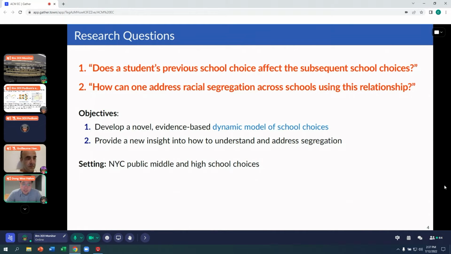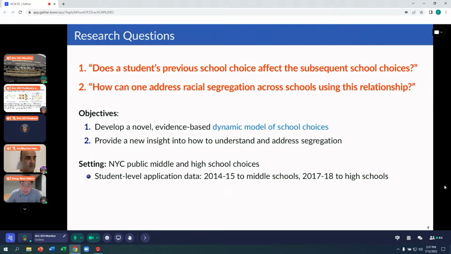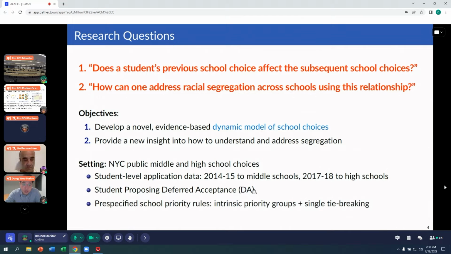The context we'll be studying is the New York City public middle and high school choices. To do so, we make use of the student-level application data acquired from the Department of Education of New York City, focusing on the cohort that applied to middle schools in 2014 to 15, and then to high schools 3 years later. New York City uses the deferred acceptance algorithm, and it's worth mentioning which priority rules are used in New York City.